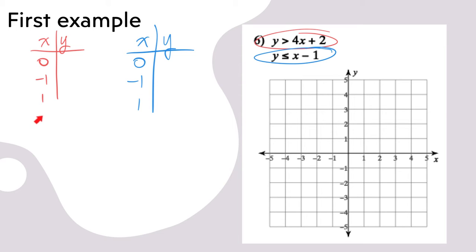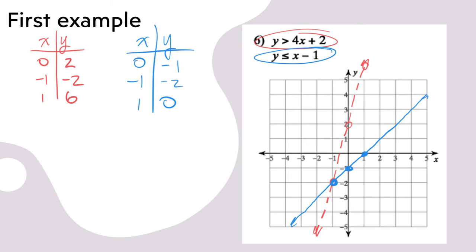So here's my table for the top one. I chose 0, -1, and 1 for the values I'm going to replace x with, and then solve for y on both. So having plugged in these values, I got the y values for the corresponding x value. Now I'm going to plot the points and draw my lines.